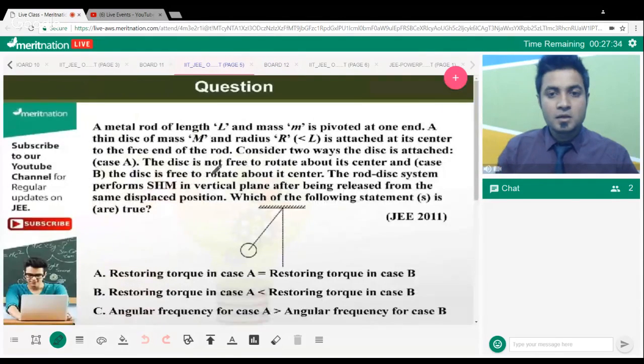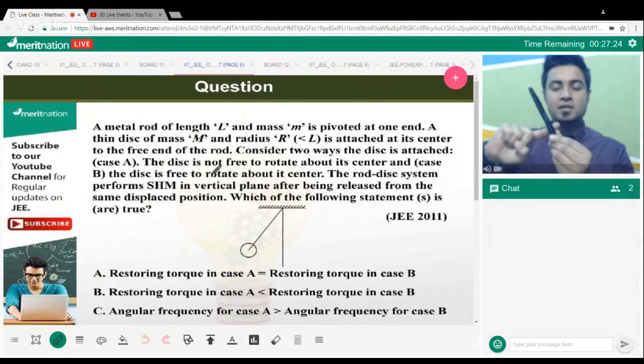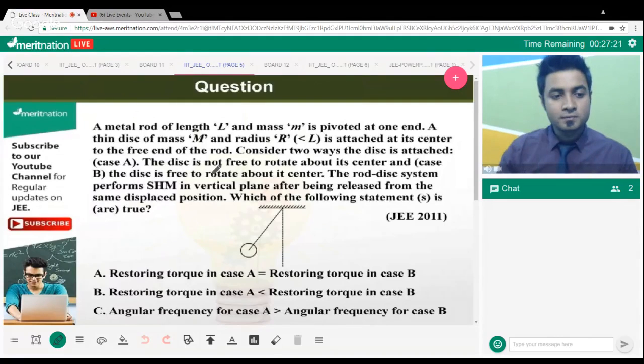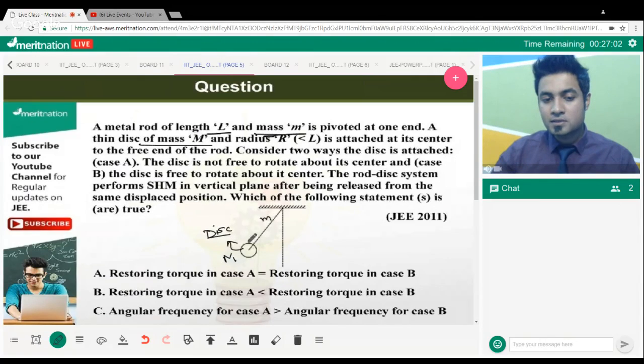Here there is a metal rod, its length is L and the mass is m. This is the rod, its entire length is L, and we have a disc at the bottom. The rod mass is given as m and length is given as L, and the disc which is attached at the bottom has a mass capital M. R is less than L, they have given us.